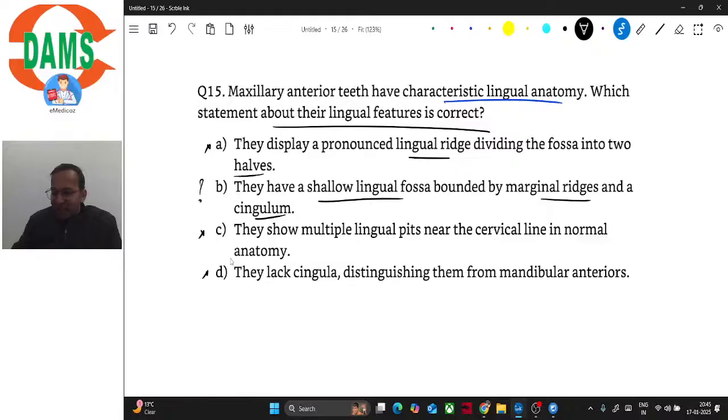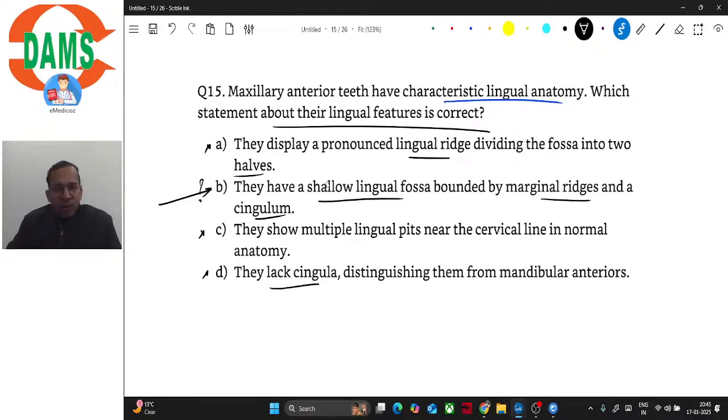So if we read just this much, we can say that it is incorrect, right? Because all the anteriors have cingula, which distinguishes them from mandibular. Obviously, this is incorrect, right? So option B is correct. They have a shallow lingual fossa bounded by marginal ridges plus cingulum, right?